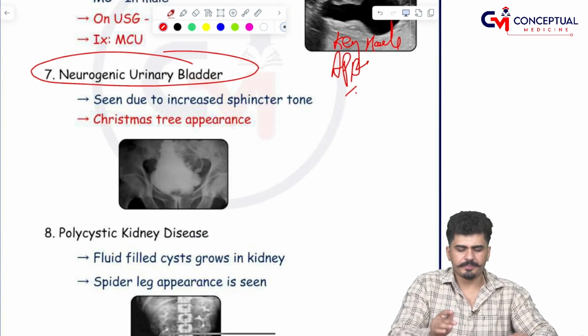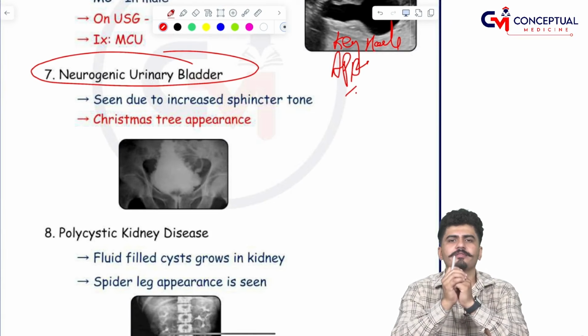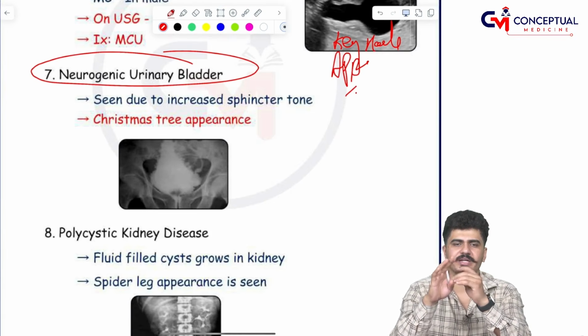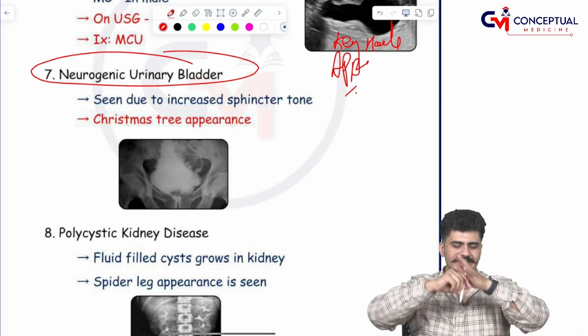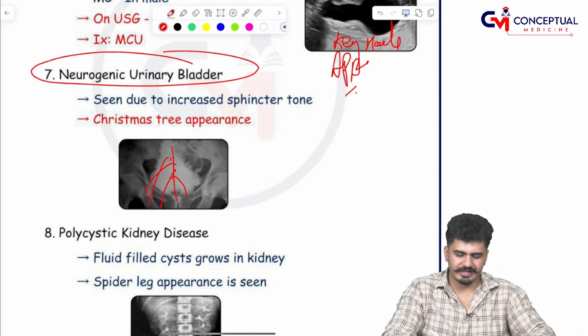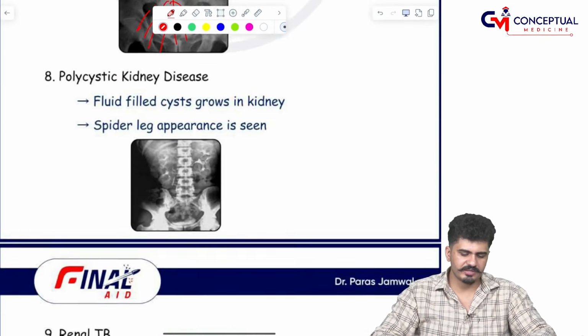Now neurogenic bladder, the sphincter tone of the bladder is increased, because of which the dye which is coming inside is going outside like a tree like this. So remember, this is a Christmas tree appearance. This is called the Christmas tree appearance.